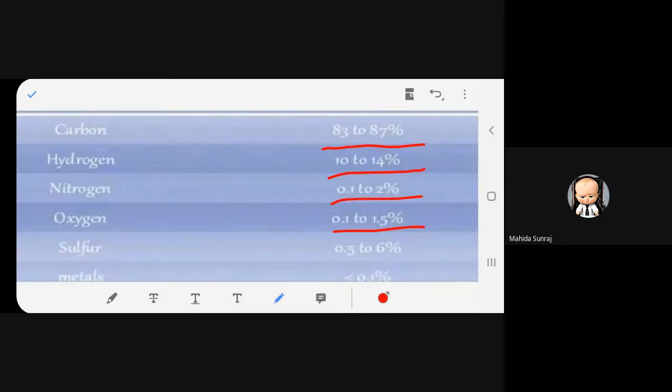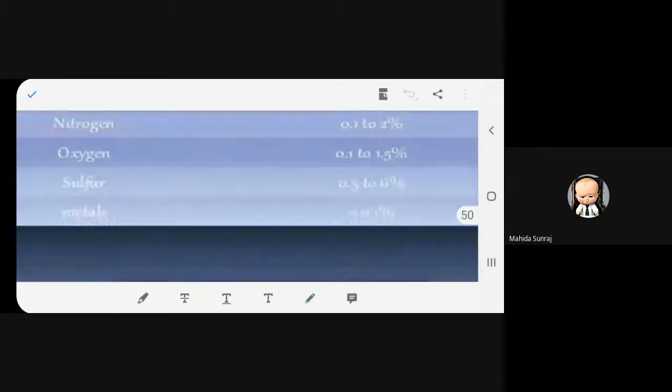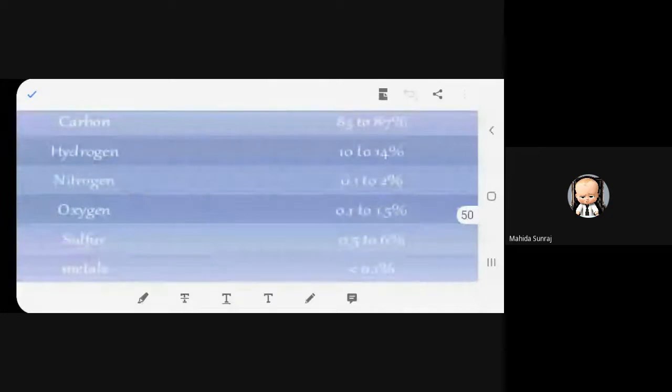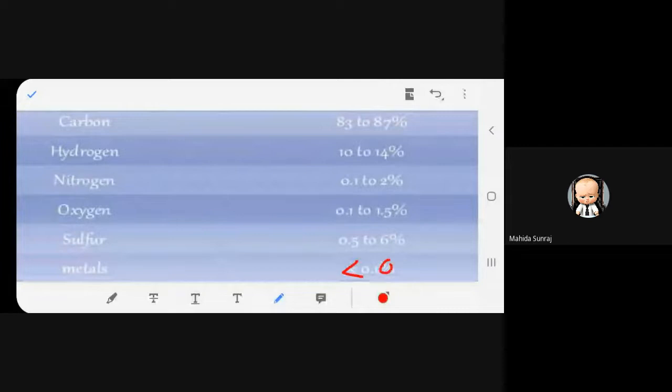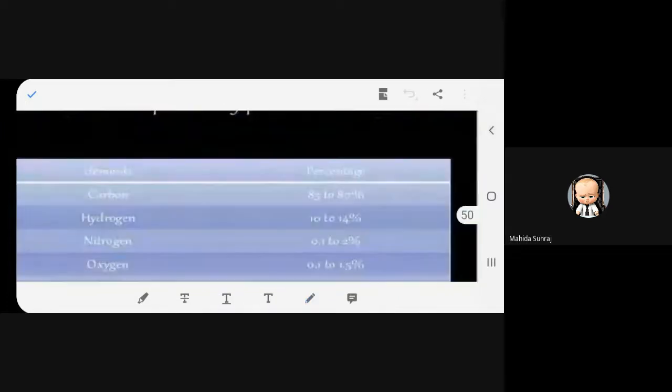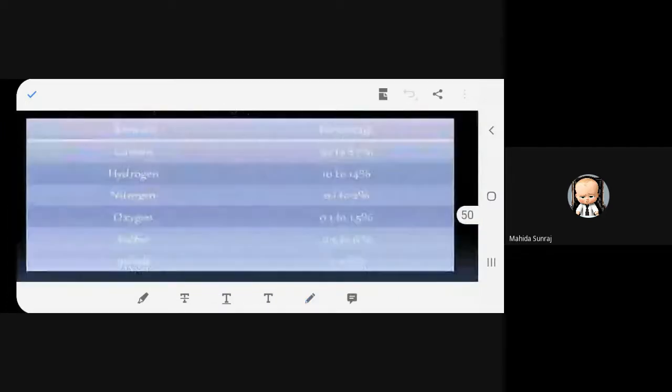Sulfur, 0.5 to 6 percent. Then we have metals, less than 0.1 percent. Is it clear? So this is what petroleum is made up of. Any problem? Petroleum has carbon, hydrogen, nitrogen, oxygen, sulfur, and other metals.